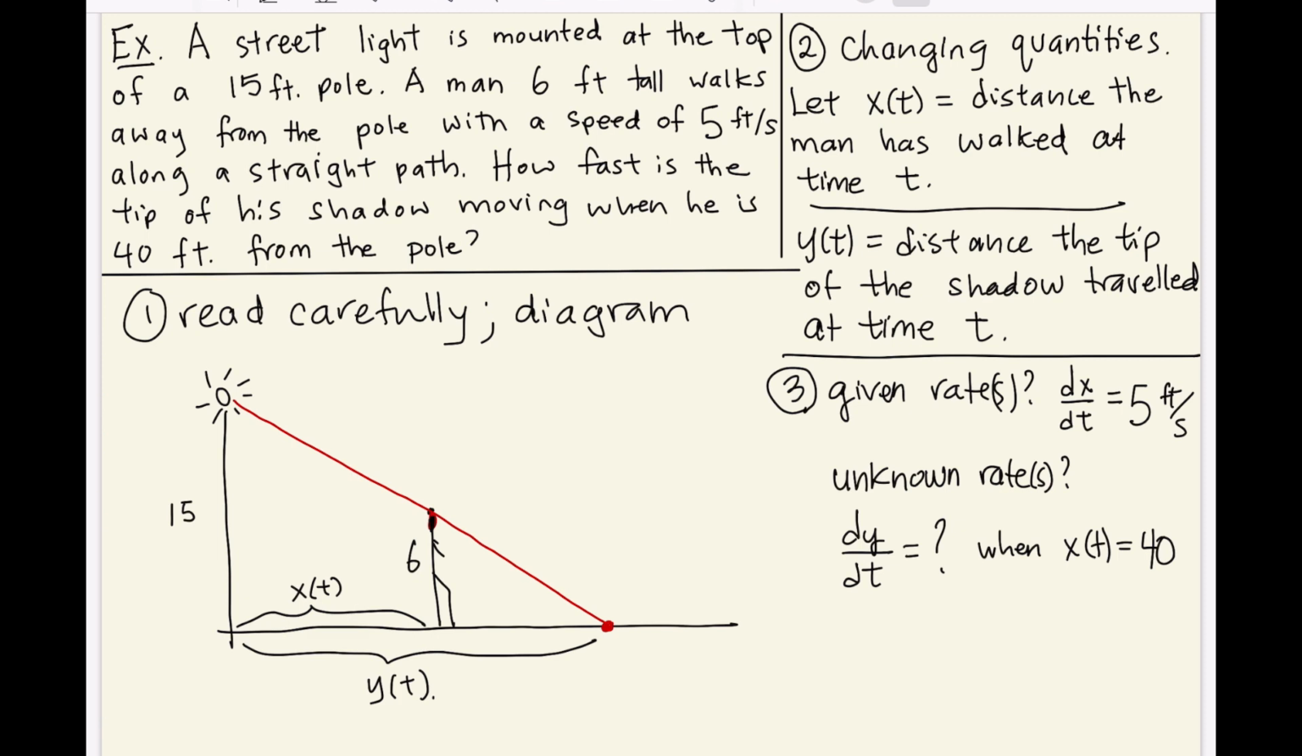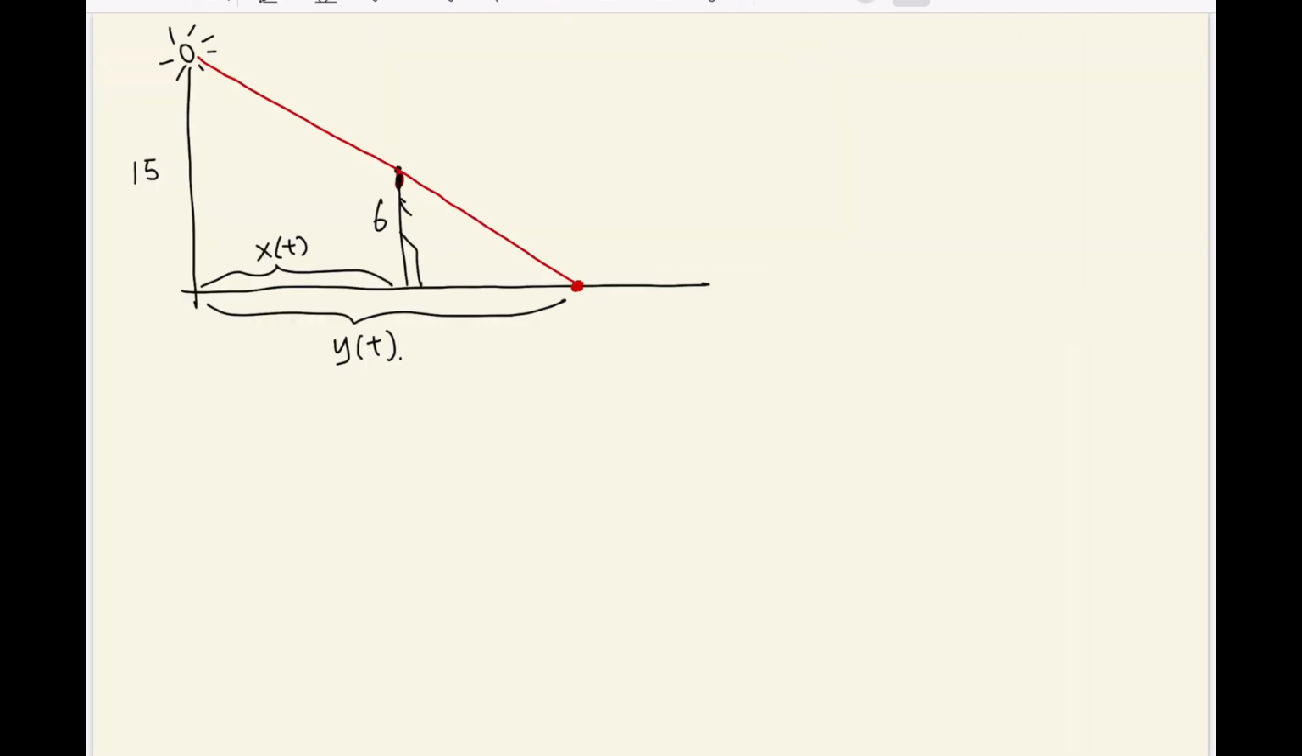So remember, in related rates problems, the key to the problem is that we need to find a relationship between our quantities. Once we find the relationship between the quantities, we can take the derivative and find the relationship between the rates, the relationship between the derivatives, and that's why these are called related rates problems. So in our fourth step, if you recall, we have to find the relationship between our quantities.